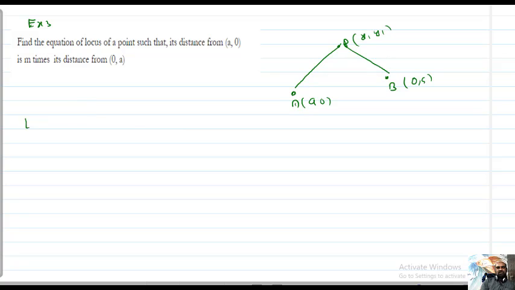Okay, let P(x1, y1) be a point on the required locus.